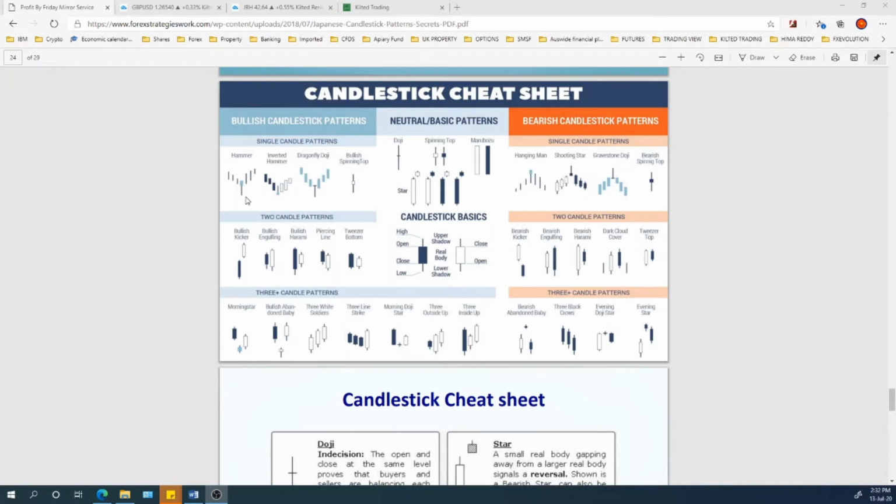Some of the most significant ones that we use here at Kilted Trading are the hammer candle. I'm a big fan of hammer candles, or pin bars as I sometimes like to call them. You've got engulfing candles, both bullish and bearish engulfing. This is where the range of one candle engulfs the range of the previous candle. So in this case, we have a bullish candle here, which totally engulfs the candle that goes before it. The opposite for bearish.